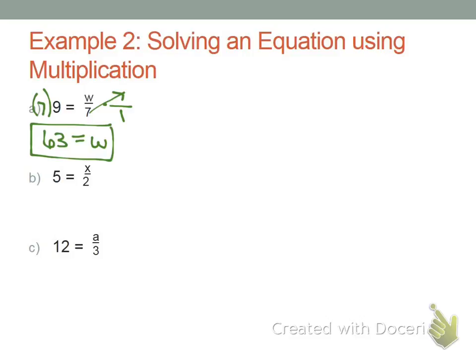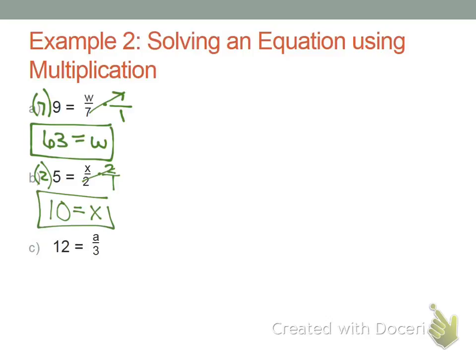Why not 5? Yeah, okay, so this doesn't have any bearing on x. What number is attached to my x? A 2. So I multiply both sides by 2/1. That cancels to get x by itself. And when I multiply 5 times 2, I get 10.